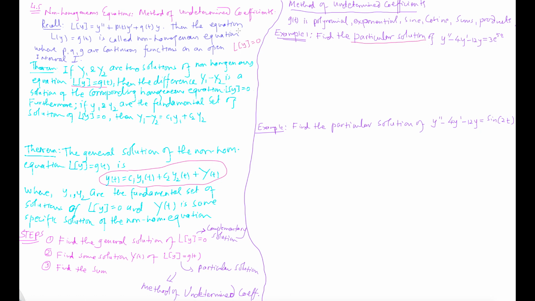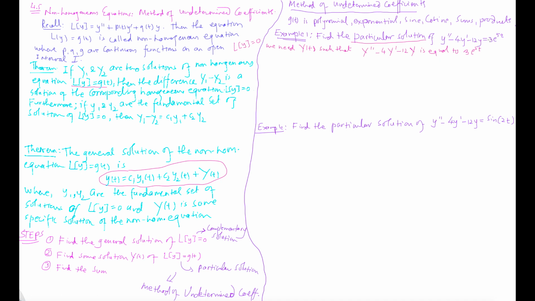So we need to find y(t) such that y double prime minus 4y prime minus 12y is equal to, let's say, 3e to the 5t. So that's what you are looking for. You are looking for y(t). When you plug it in on the left side, you must get the right hand side, right? That's what the solution means here.